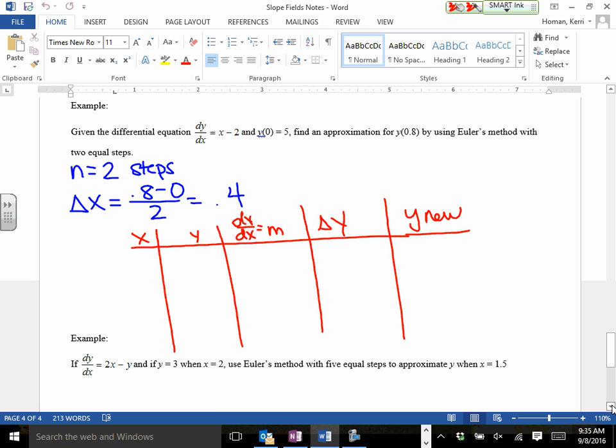Okay, so we are starting out with the coordinate 0, 5. What is the slope at 0, 5? Negative 2. Thank you. You just plug your point into your differential equation. Now, our change in y, remember this equals our slope times change in x. So you're going to take your slope times your change in x. What is that?